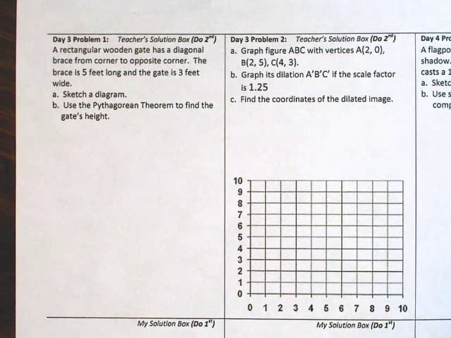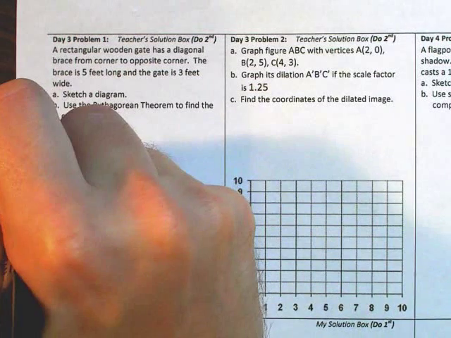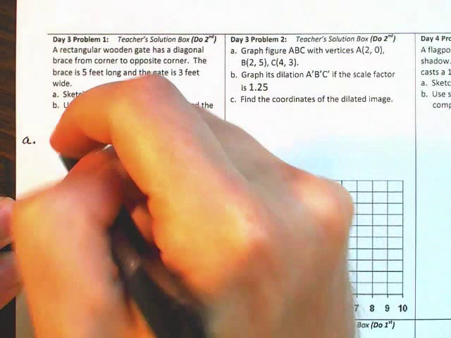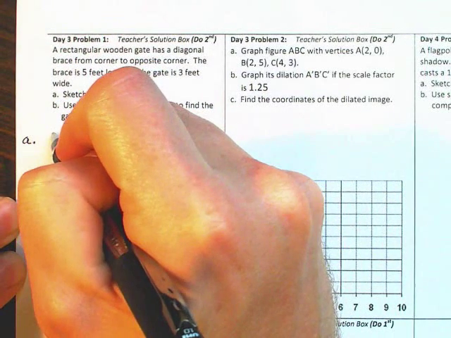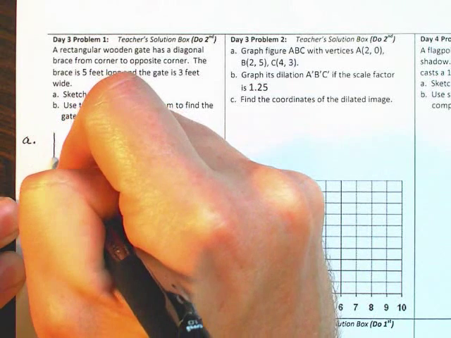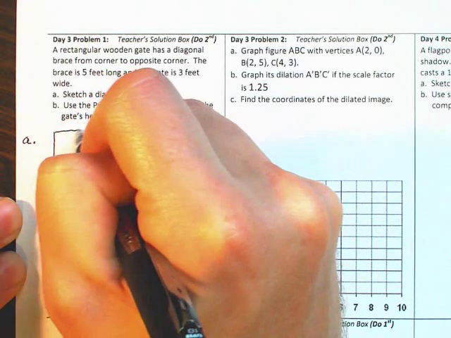Day 3, Problem 1. A rectangular wooden gate has a diagonal brace from corner to opposite corner. The brace is 5 feet long and the gate is 3 feet wide. Sketch a diagram. This is describing a rectangle shape, and so we're going to begin by drawing a rectangle.